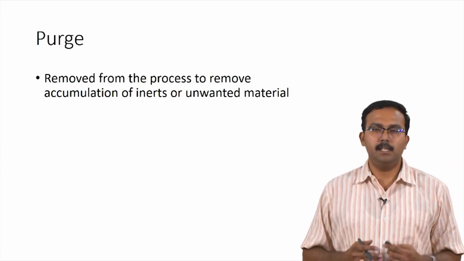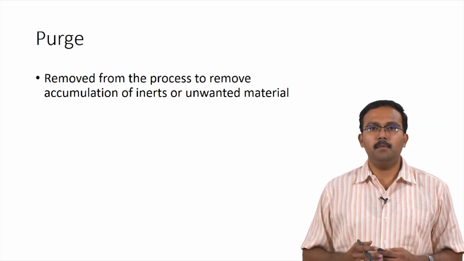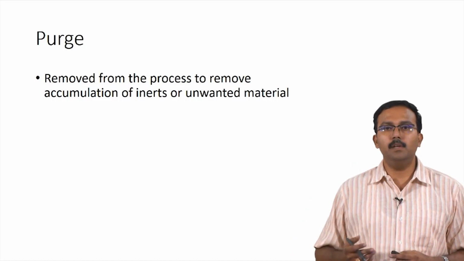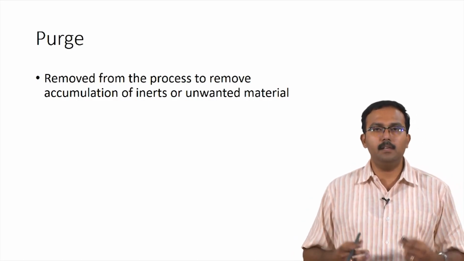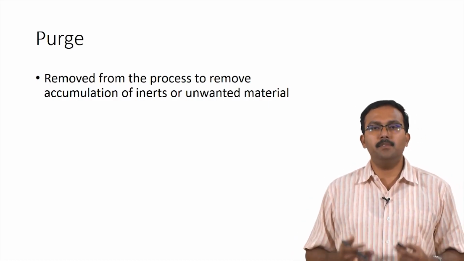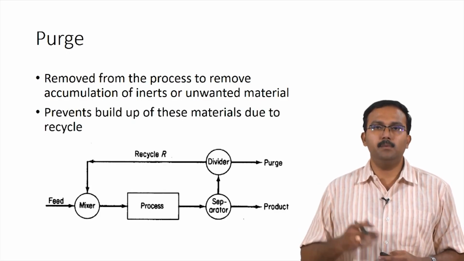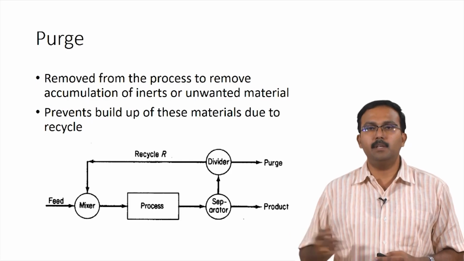Hello everybody, welcome to today's lecture on systems with purge. What is purge? Purge is basically a process where some of the components are removed to ensure that there is no accumulation of unwanted material or inerts which would reduce the efficiency of a process. So this prevents buildup of these materials which can usually happen during recycle.